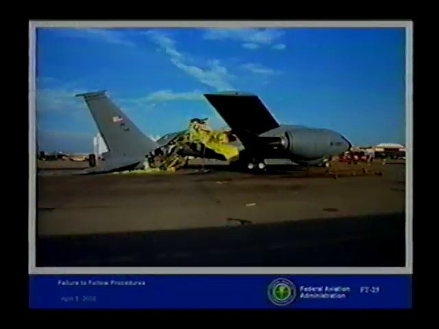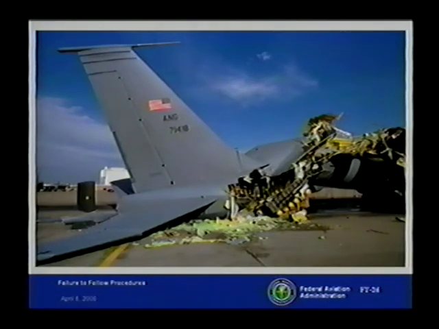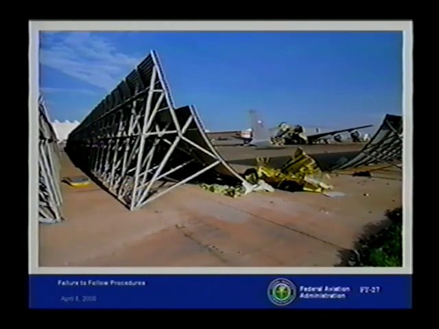Here you see that it's going to take quite a bit of work to get that back in shape, which obviously would never happen at this point. And if you'll notice the hatch between the two blast fences, that's the hatch that was blown off the aircraft.